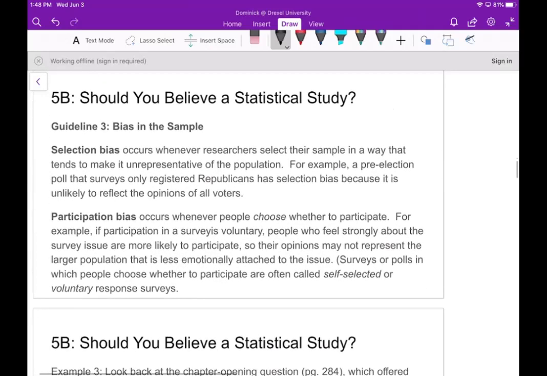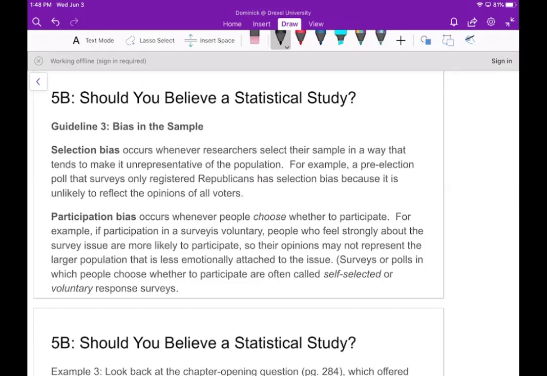All right. Now, in Guideline 3, we talk about bias in the sample. Now, selection bias occurs when researchers select their sample in a way that tends to make it unrepresentative of the population. Right. So, for example, a pre-election poll that surveys only registered Republicans has selection bias because it is unlikely to reflect the opinions of all voters, right?